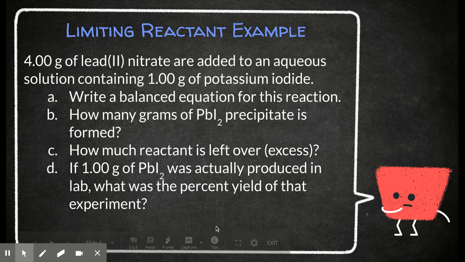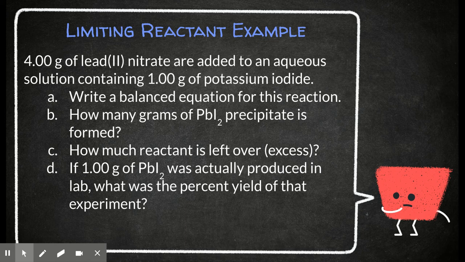So let's go through one example of how to calculate the actual yield of an experiment, or the theoretical yield of an experiment, how to figure out what your limiting reactant is, how to figure out how much you have left over of your excess reactant, and how to calculate a percent yield. Okay, so we're going to do this example. So I would pause and make sure that you have this written down. So we're going to go through each of these steps together.